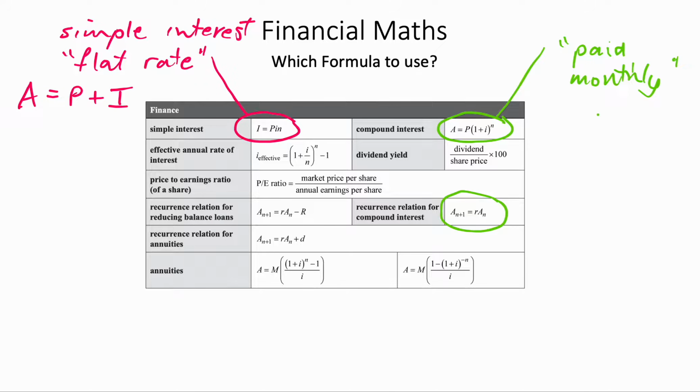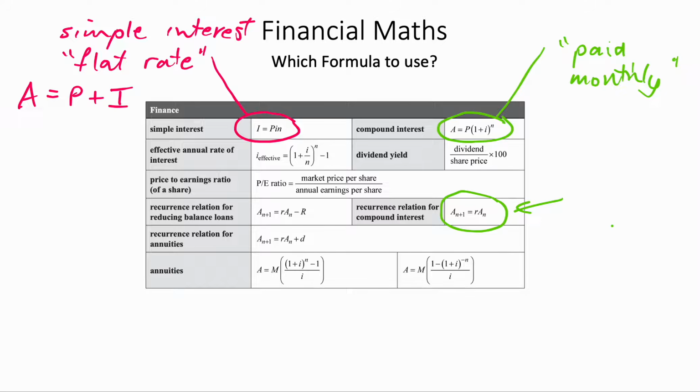Now the difference between these two formulas, when we're just looking at the overall situation, the whole term of the investment or loan, depending on what your situation is, we'll be using this formula. But when we're breaking it down into just individual periods, like maybe taking a close look at what's happening in the first couple of months, for example, that's when you would be looking at the recurrence formula.